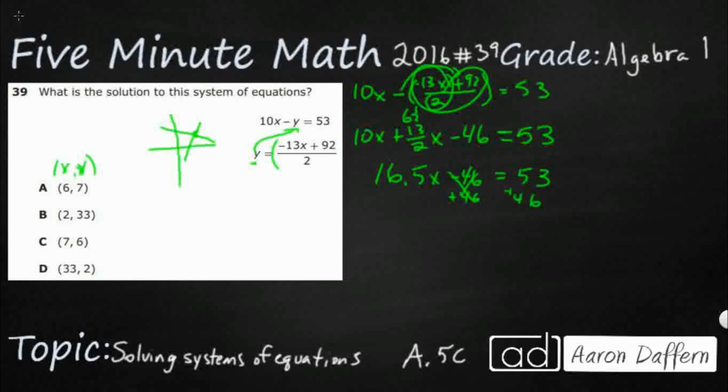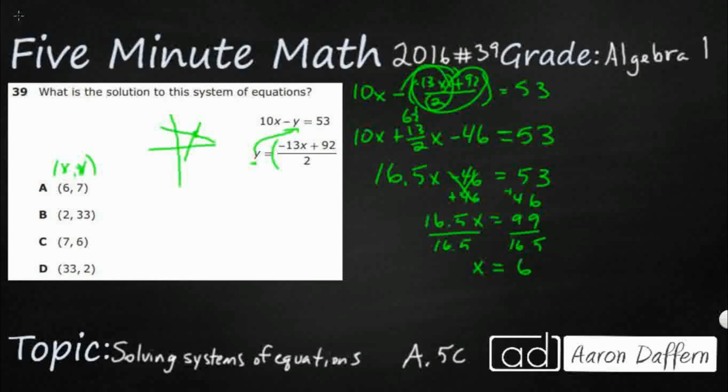All right, that's going to get me 16.5x equals, wow, 99. All right, that's pretty good. So let's just divide both sides by 16.5, see what we get here. All right, so 99 divided by 16.5 gets us a nice 6. All right, so x equals 6.